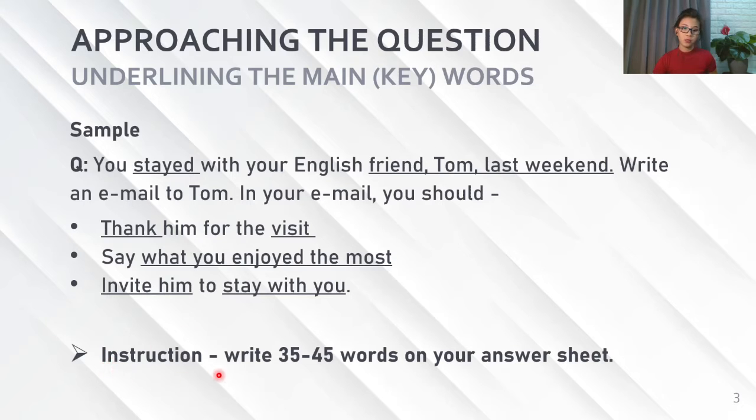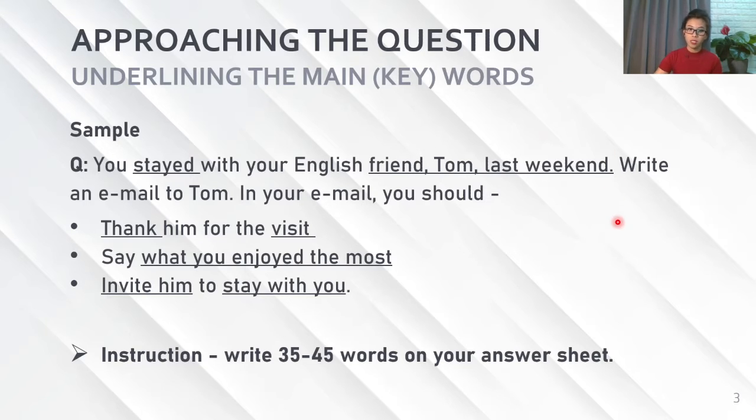The instruction says write between 35 to 45 words on your answer sheet. So again, as this is a very short paragraph, just like we've talked about in part 2 of this video of the same topic, it is only between 35 to 45 words. So you must write a very short paragraph, like a short email. So you have to limit your facts as much as possible. Only write one fact per prompt, and make sure it's long enough and contains all the main information and the essence that you have to put in.